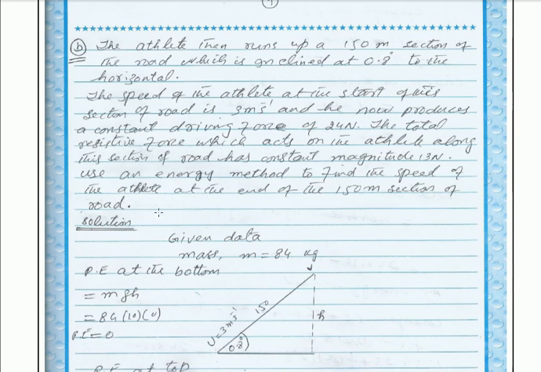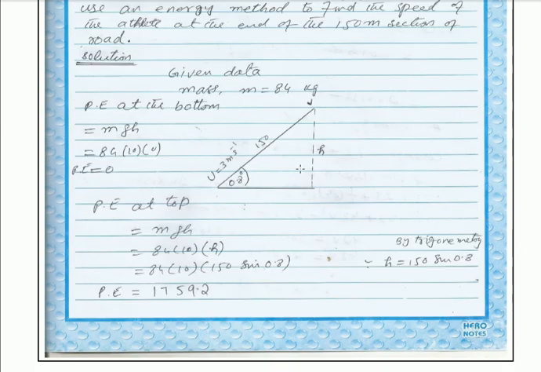So now we shall find out the velocity of the athlete at the end of the 150 meter section of the road. First of all, the given data is mass is 84 kg. We know that the formula for potential energy is mgh, where m is 84, g is 10 and height is 0 at the start. So PE at the bottom is 0. The PE at the top is equal to mgh, where m is 84, g is 10 and, by using trigonometry, the height is equal to 150 sine 0.8. After simplification, the potential energy at the top is 1759.2.